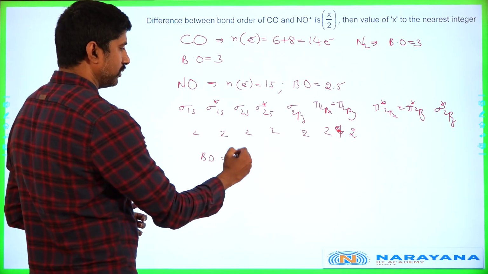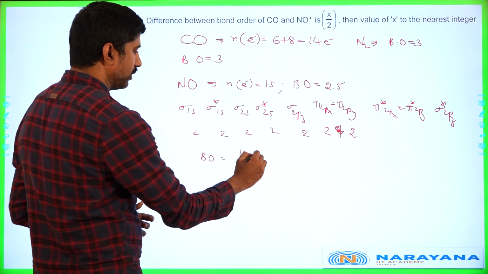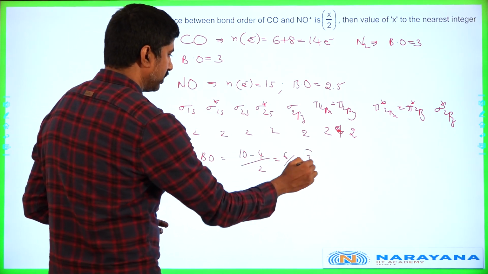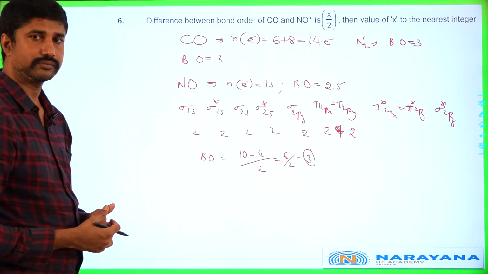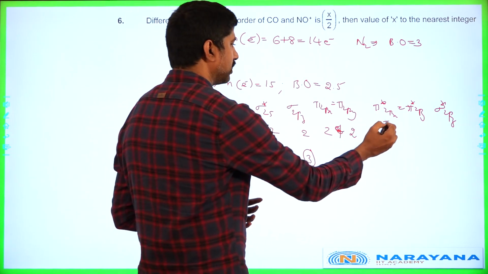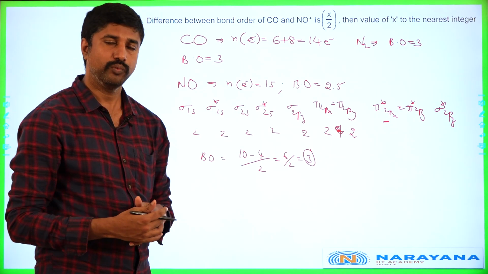So how many are bonding? 10. Anti-bonding 4, by 2, so 6 by 2, and the bond order will be 3. If you take one more electron in the pi star orbital, the bond order will be reduced by 1.